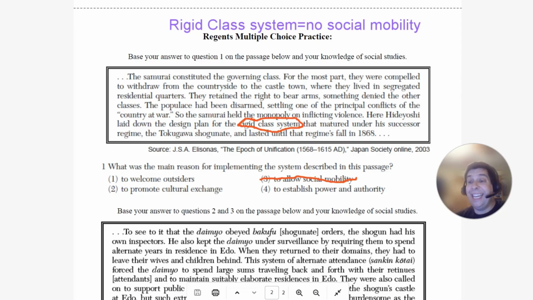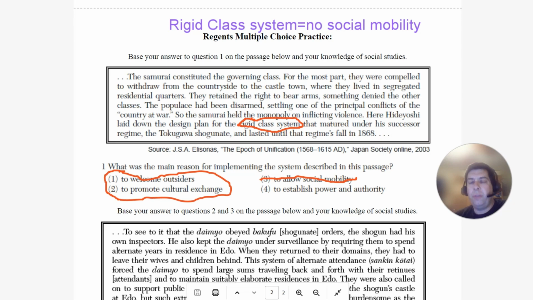The other thing I want to point out, think back to Global 9 again. You talked about cultural diffusion a lot probably, right? Exchange of goods and ideas between cultures. Well, we noticed that choices 1 and 2 have kind of the same vibe. You're welcoming outsiders, which is going to lead to cultural exchanges. So these two are very similar in that regard.